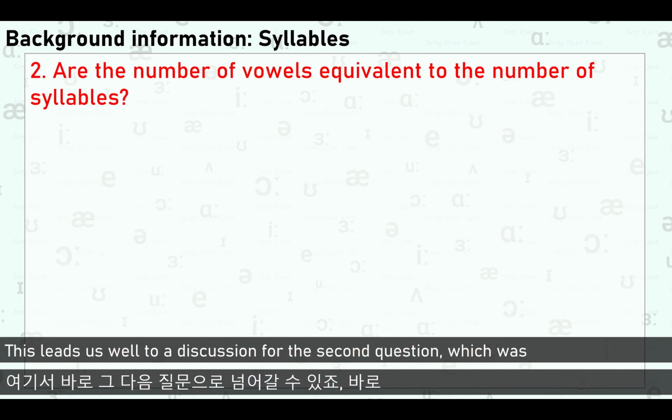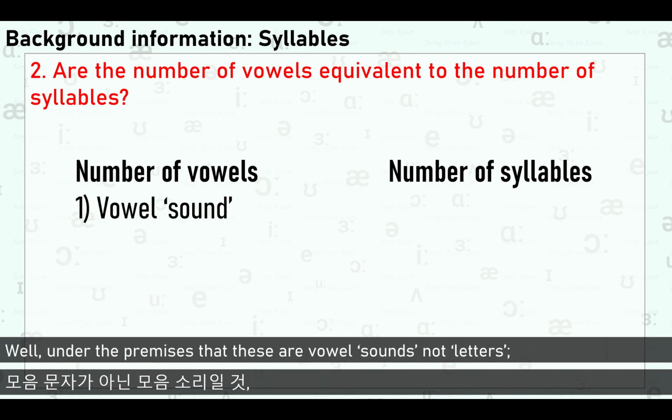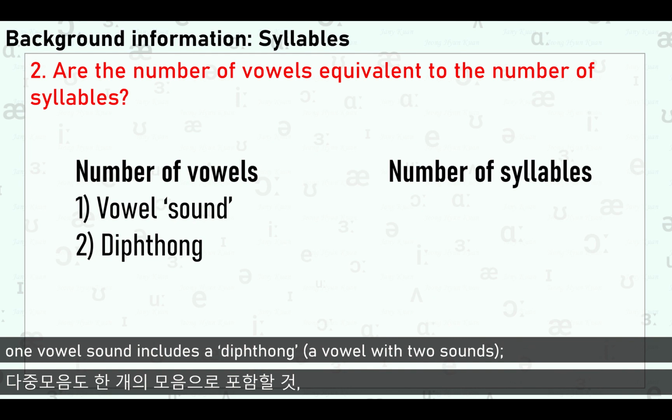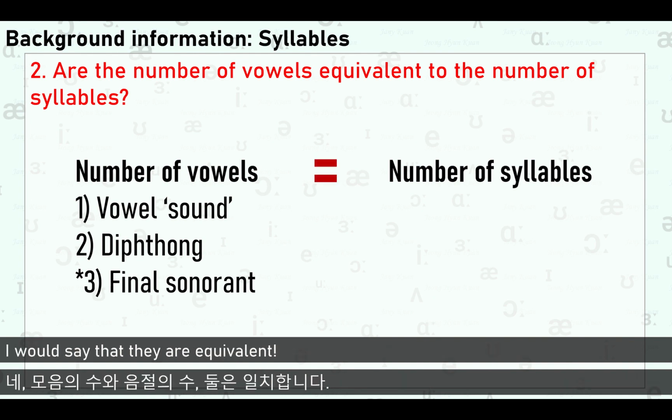This leads us well to a discussion for the second question, which was, are the number of vowels equivalent to the number of syllables? Well, under the premises that these are vowel sounds, not letters, one vowel sound includes a diphthong, a vowel with two sounds, and it includes the final sonorant. There is a condition for this though. I would say that they are equivalent.